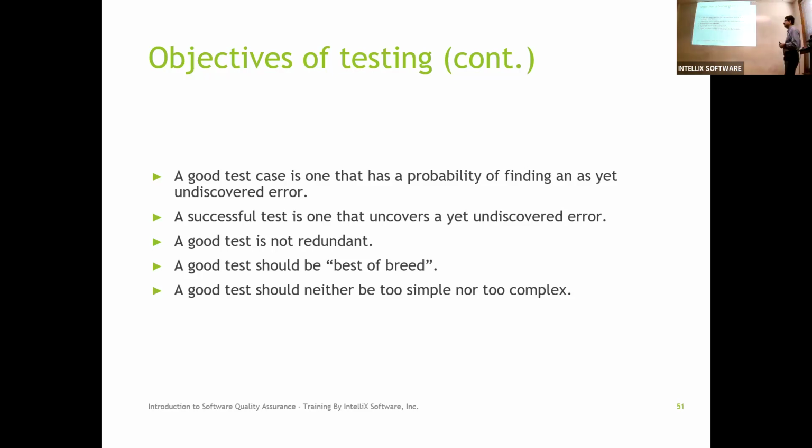Okay, a good test case is defined as something that gives you the ability to find an error. Something that has a high probability of finding an undiscovered error is considered a good test case. And a successful test case is one that actually helps you find an error. There are a couple of characteristics of a good test case. One of them is that it should not be redundant. That means it tries to test a new scenario, a new possibility that happens within the software. It needs to be best of breed, and more importantly, it should not be too simple or too complex.